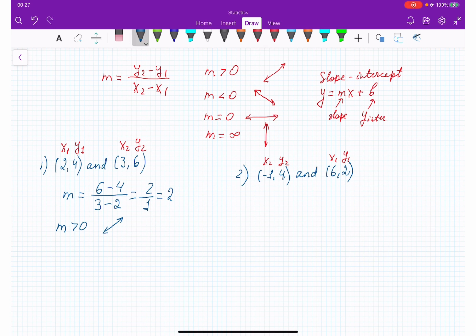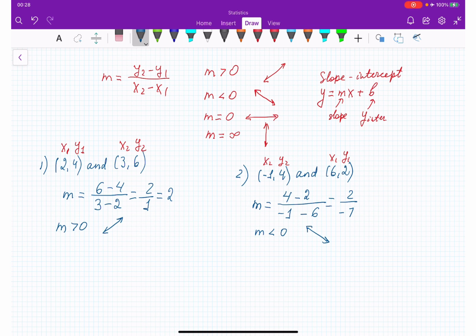So let's find out our m. The m still follows the same way. I can take y2, 4, minus y1, which is 2. I can take x2, -1, minus x1, 6. So we get 2 over -7. So the slope is less than 0, which means the graph is going to fall, right?